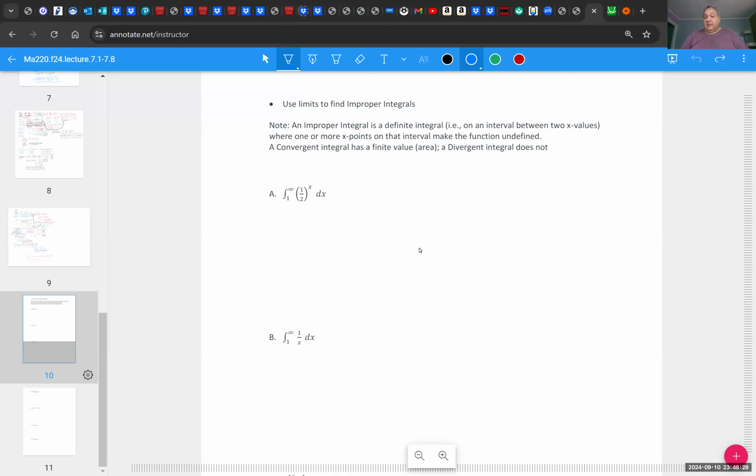An improper integral is one of these definite integrals where one or more of the points on this x interval are undefined. They make the function not calculable. So famously, things that are not calculable are dividing by zero, square roots of negative numbers, log of zero, things like that. If that interval contains undefined function values, we're going to try to use limits to find a value for that integral. And this is the idea behind section 7.8.